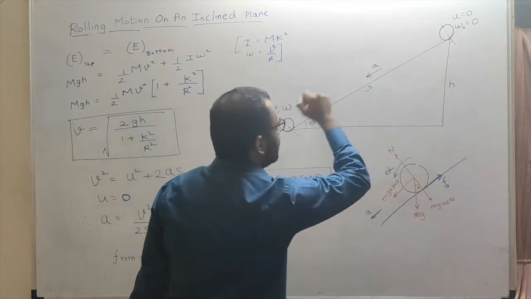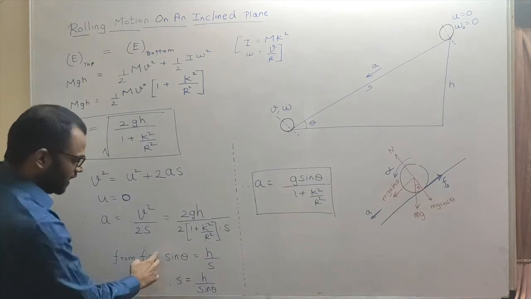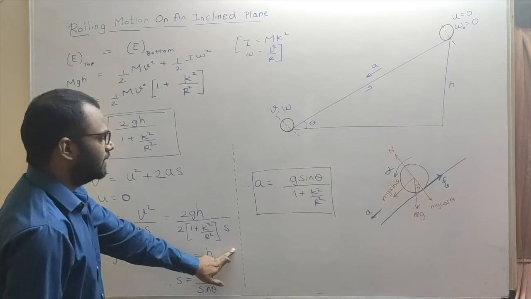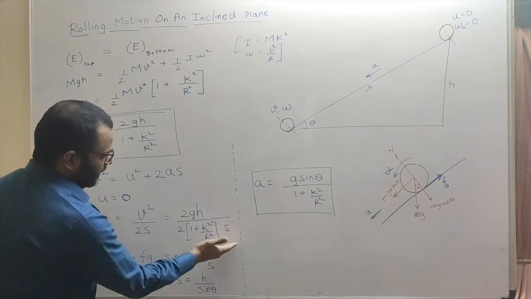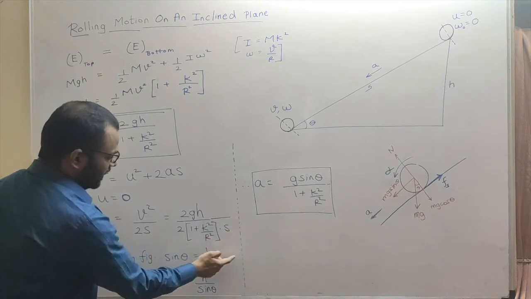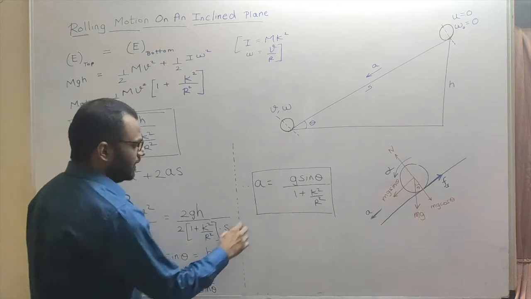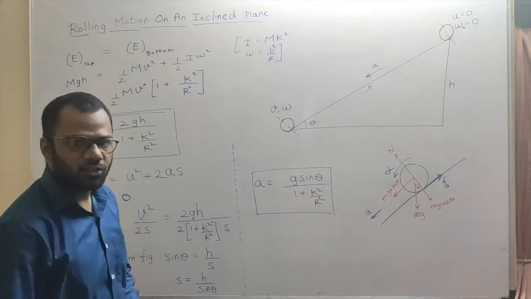Opposite upon hypotenuse. So s becomes h upon sine theta. So instead of s, I can write h upon sine theta. So h and h will get cancelled, 2 and 2 will get cancelled. Since sine theta was in the denominator, it will go in the numerator over here. So what we will have? a is equal to g sine theta upon 1 plus k square upon r square.